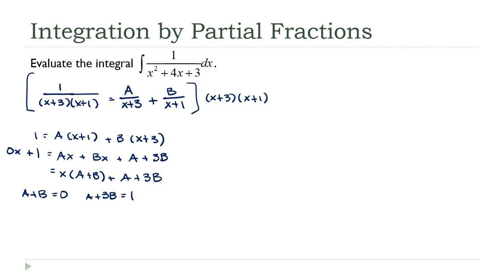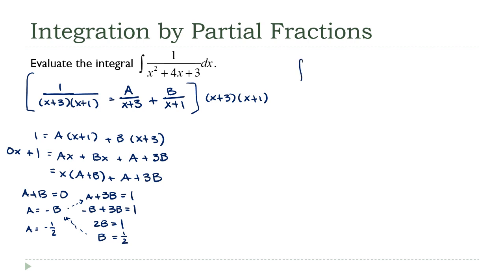Well, this first equation tells me that A is equal to negative B. So if I make that substitution here, this becomes negative B plus 3B equals 1. So that's 2B equals 1, or B equals 1/2. And again, substituting back, that means A is negative 1/2. Okay, so now we're ready to talk about the integral part.